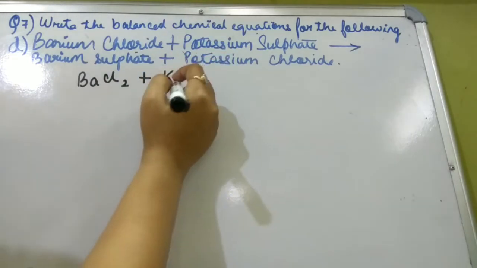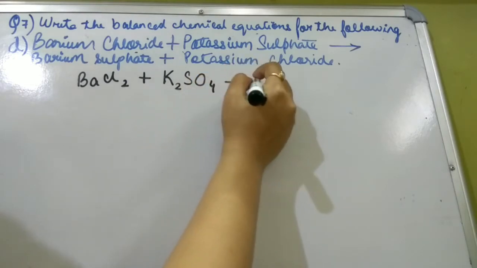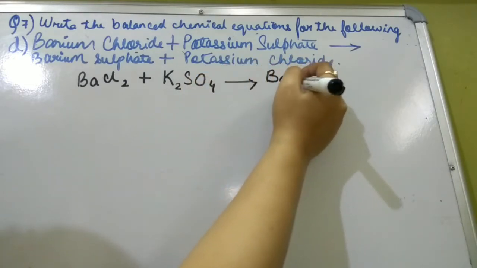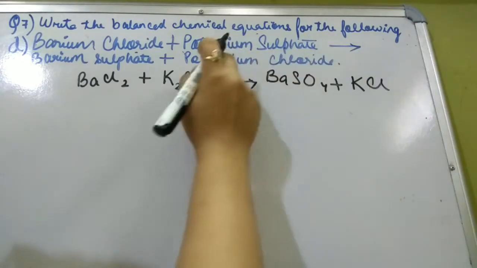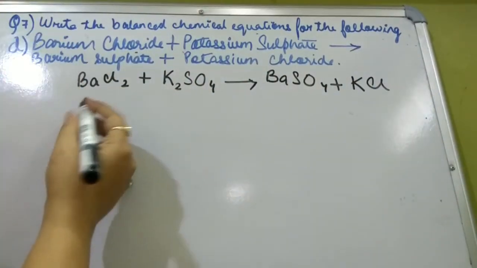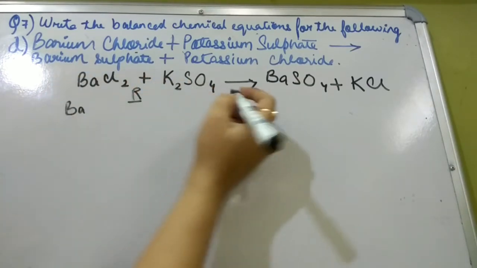Potassium sulfate is K2SO4. It will give us barium sulfate BaSO4 plus potassium chloride KCl. So now we have to balance this. Let's see how we can balance this.